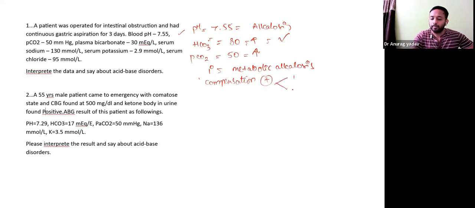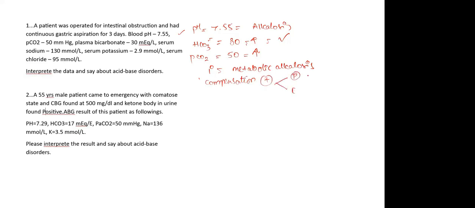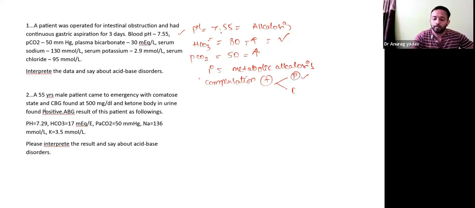Is it partial or complete? It is partial, because the pH is still out of the normal range, it is still in alkalosis. So this is a case of metabolic alkalosis with respiratory acidosis as compensation. If you see here, what is the compensation? Increase in carbon dioxide. Increase in carbon dioxide means what? It is causing acidosis, which is a respiratory cause. So the secondary change, that is compensation, is the increase in carbon dioxide, which is present, and it is partial. It is not completed. Okay, so that is about this case.